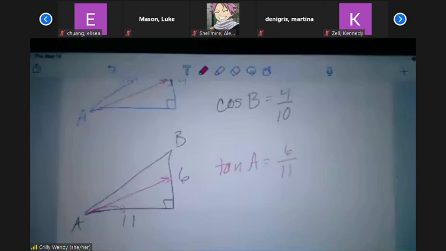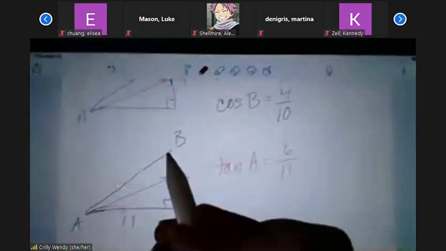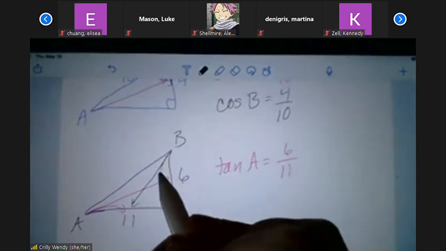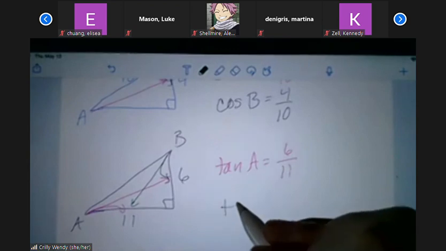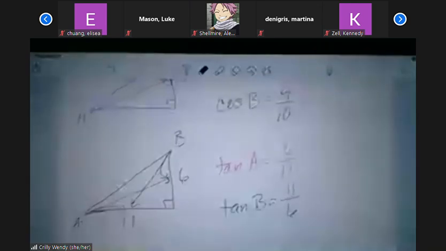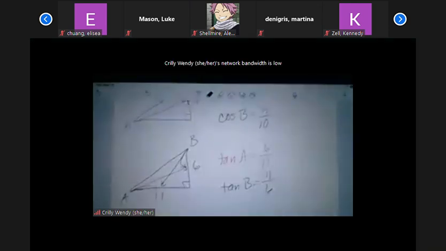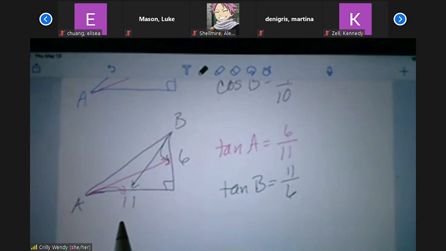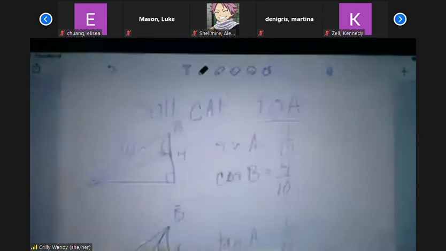But watch what happens when I switch angles. If I look at B, 11 is the opposite leg, and 6 is the adjacent leg. So the tangent of B is 11 over 6. So all of these really depend on which angle you're looking at. That's what it really takes into account: which angle am I looking at? Because for angle A, 6 is the opposite leg, but for angle B, 11 is the opposite leg. All right. So that just kind of goes over SOHCAHTOA.